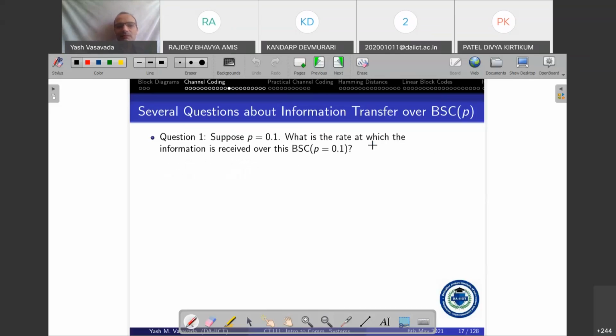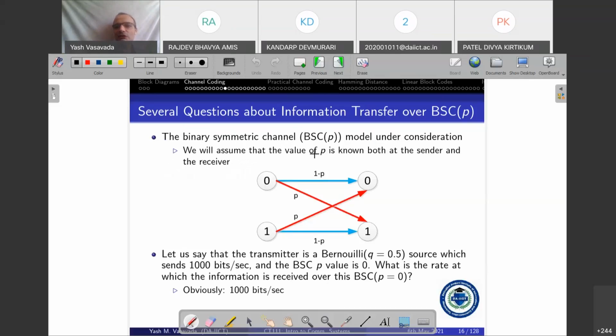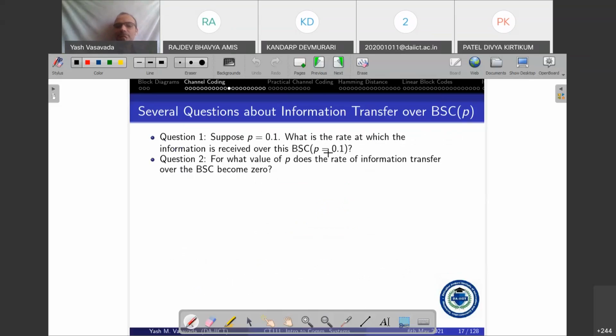Now, remember, I had mentioned this very clearly that we will assume that the value of P is known. So think about your answer. If you say that when P is equal to 1, the rate of information transfer becomes 0, then does it make sense to you? When P is equal to 1 and the receiver knows that P is equal to 1, then... Sir, if the receiver knows P is equal to 1, then we can easily deduce that if y is equal to 0, then x is equal to 1.